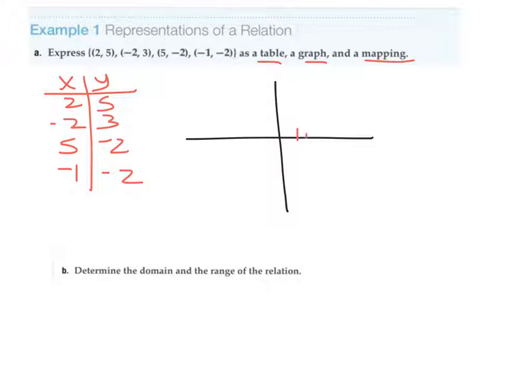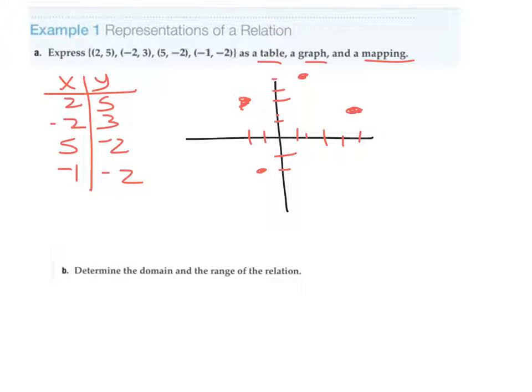So we have 2, 5, 1, 2, 3, 4, 5, and we put a dot. -2 and 3, we put a dot. 5 and 2, we put a dot. And -1 and -2, we put a dot. And so there's our graph.